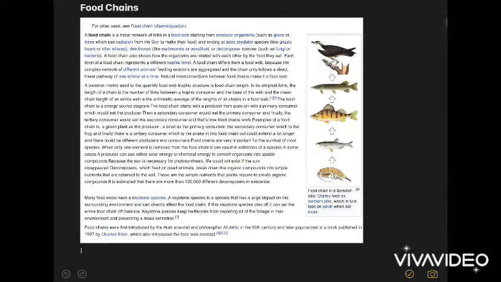Food chains were first introduced by the Arab scientist and philosopher Al-Jahiz in the 10th century, and later popularized in a book published in 1927 by Charles Elton, which also introduced the first food web concept.